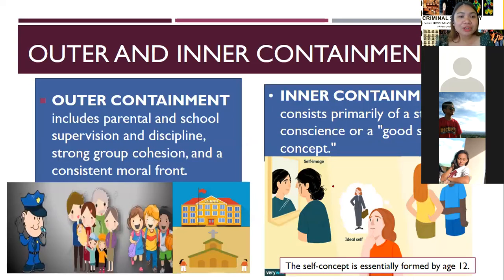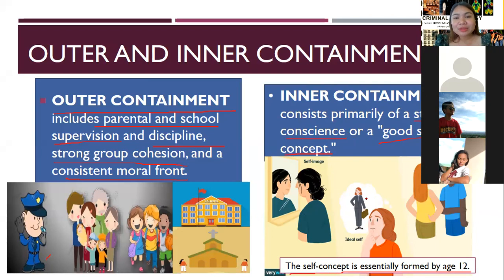And what are inner and outer containment? Outer containment includes parental and school supervision, discipline, strong group cohesion, and consistent moral front. So you have there an example: a police officer, our laws, a family, your friends, a good group of friends, the school, and the church. And your inner containment consists primarily of your conscience, a strong conscience, and a good self-concept. This aspect of self-concept is essentially formed by age 12.